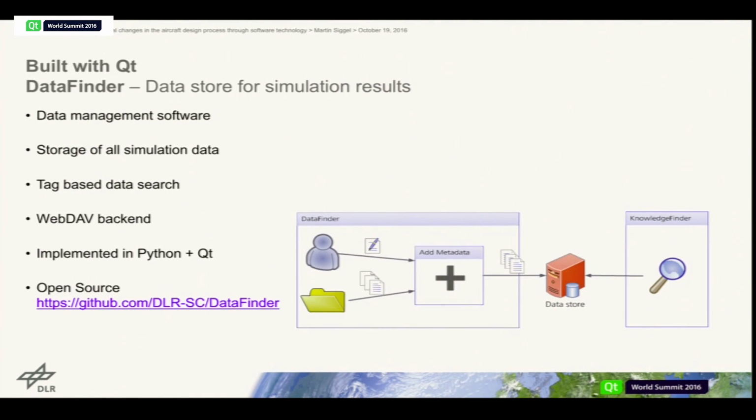And finally, we have the software called DataFinder. It's not about simulation, but storing the simulation data, which is also important. And so it's a data management software, and you can add tags to your simulation data, and you can search for it. It has a web dev backend where you put all the data on it, and it's implemented in Python and Qt, so we're using PyQt. It's also open source. You can find that under this address.